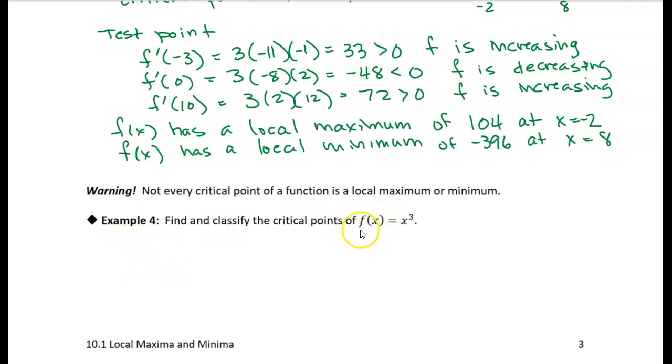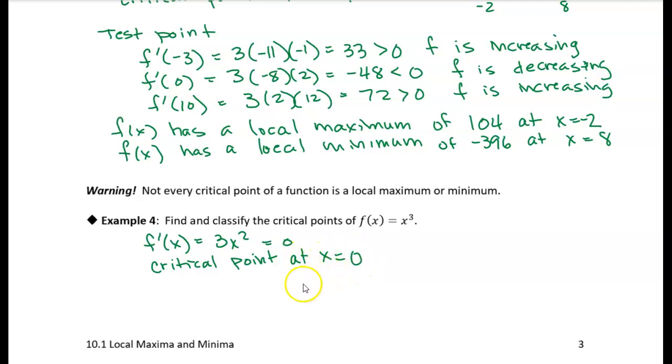So if we take this function, f of x is equal to x cubed, the derivative of it, f prime of x, is equal to 3x squared. And if we set that equal to 0, we can find that we have a critical point at x equals 0, right? Because when x is 0, the derivative is 0. So that's telling us the slope of the function is 0 at that point.